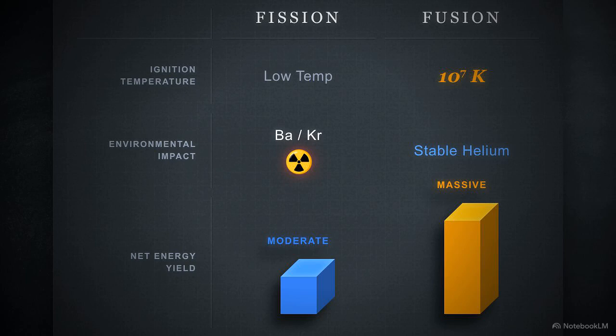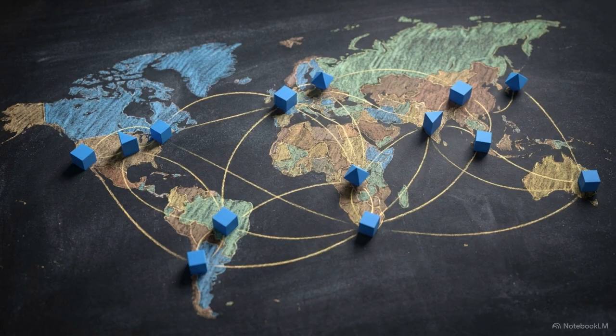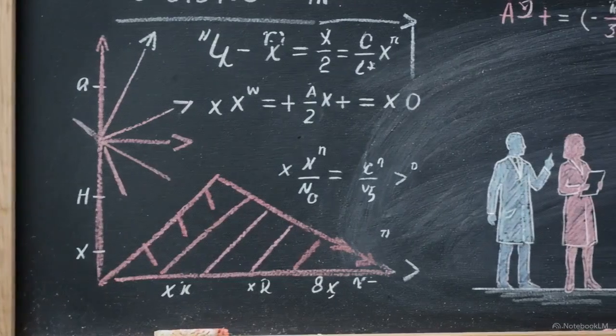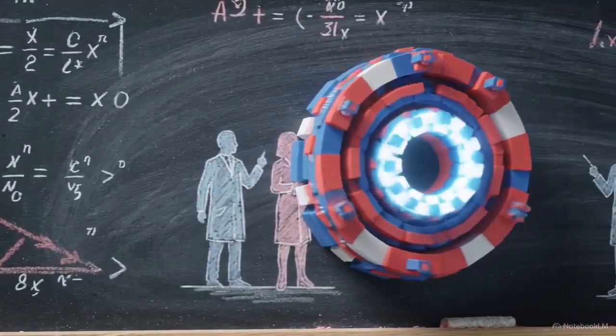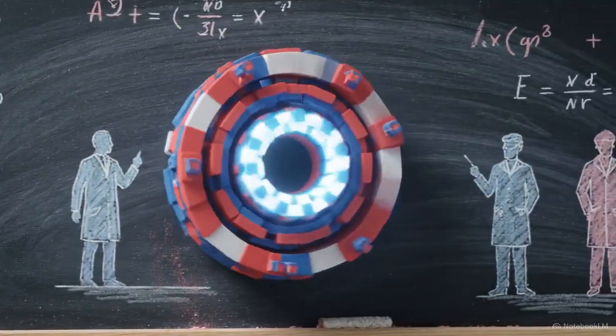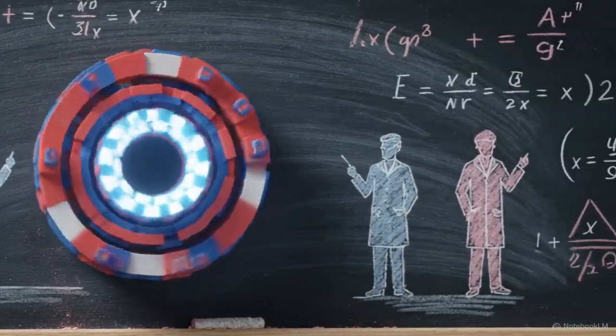Fission operates at low temperatures, but produces radioactive byproducts like barium and krypton. Fusion requires a high temperature threshold, but yields stable, non-radioactive helium. Fusion also results in a significantly greater net energy yield. Currently, the global grid relies on fission because of its lower activation energy requirements. However, recent experiments have achieved 10 million Kelvin in laboratory settings, suggesting fusion-based power is physically possible on Earth.